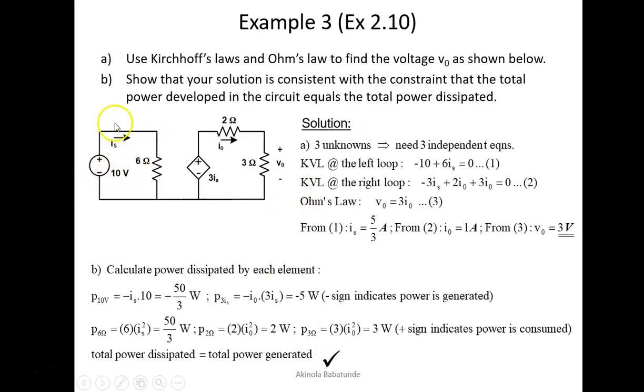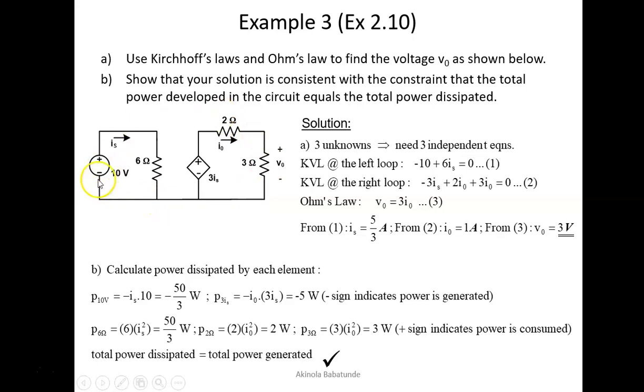So here is the solution here. We can see that we have Is is unknown, I0 is unknown, and what else is unknown? V0 is unknown. So we have three unknowns, and we need to find the values of those unknowns.